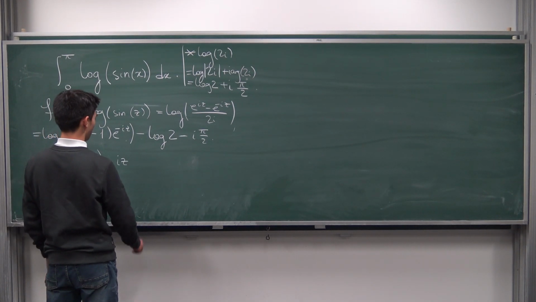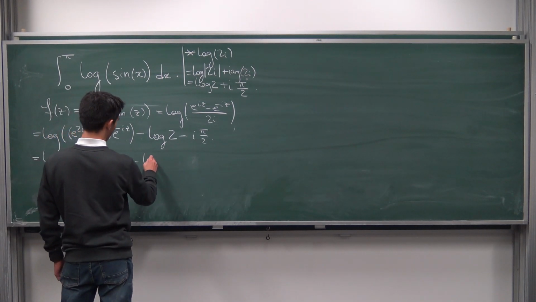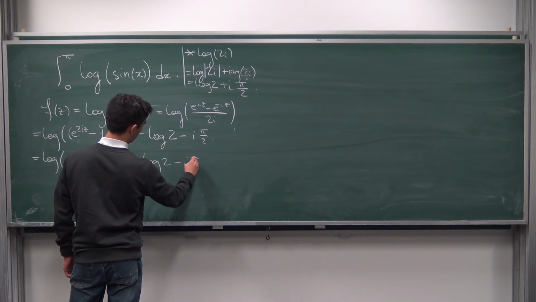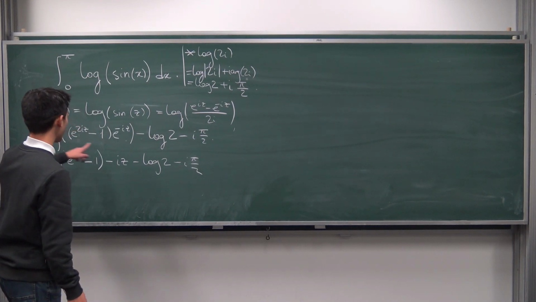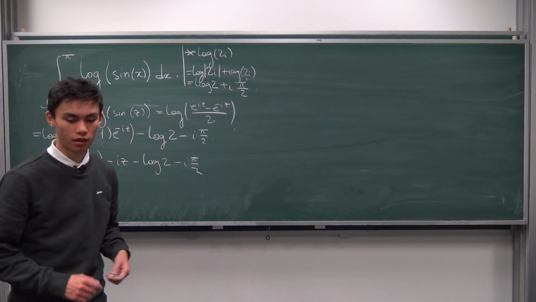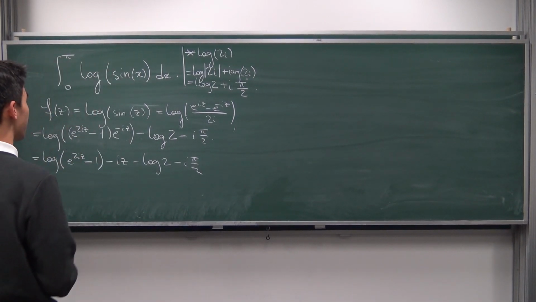We can put i times z there, and we're just going to have minus the logarithm of 2 minus i times pi over 2. So if that wasn't clear, the log and the e cancel. That leaves us with the minus iz here. Now, why on earth does this work out nicely here?